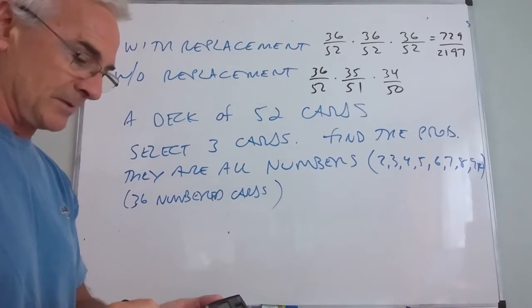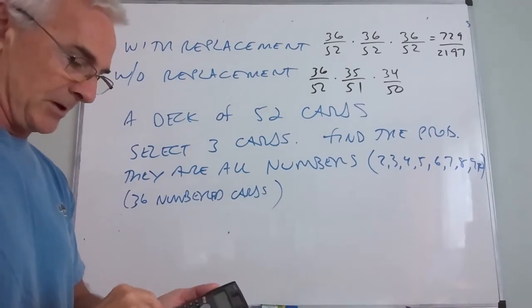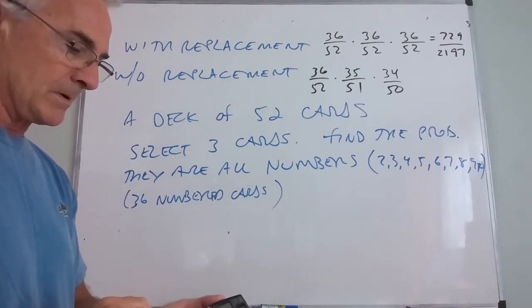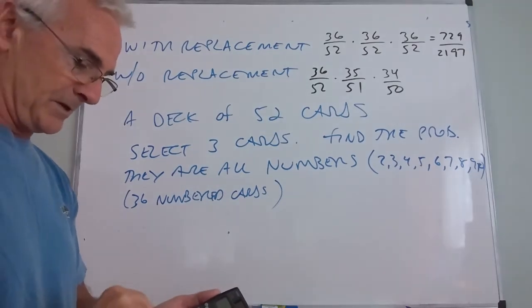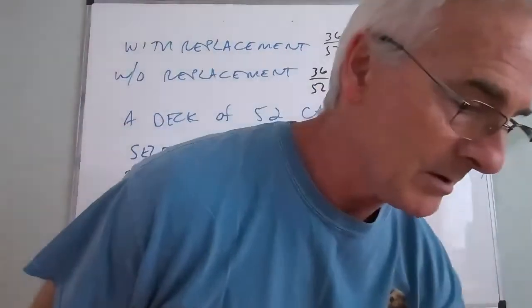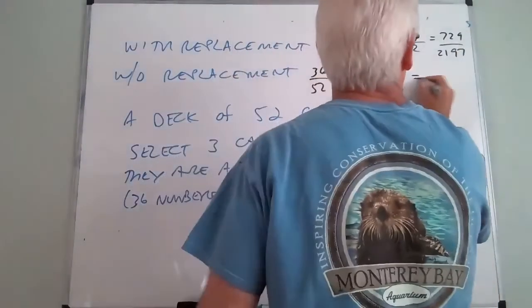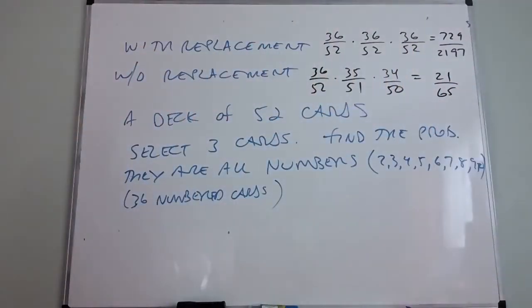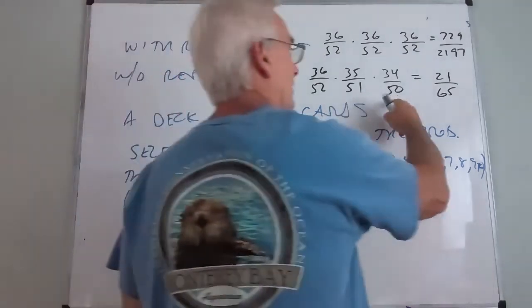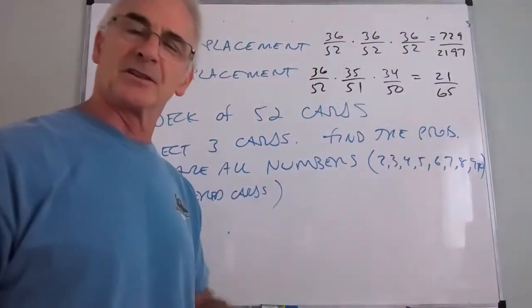So let me do this. This is where you want to use your fraction key, by the way. And then 34 over 50. And my answer is a different answer. This one's 21 over 65. It's just a little bit less though. If you compare the decimals, the second answer is a little less likely because every time I pick a card, this number's going to keep going down just a little bit.